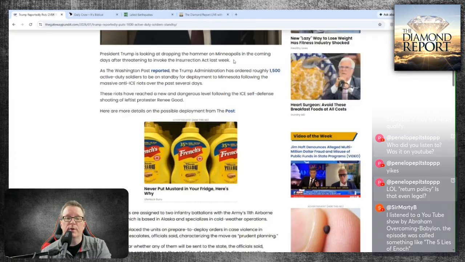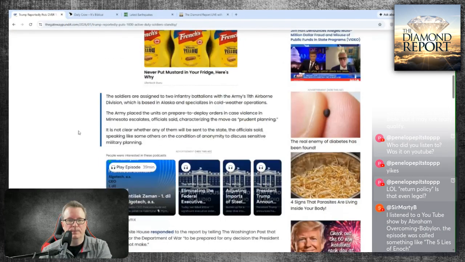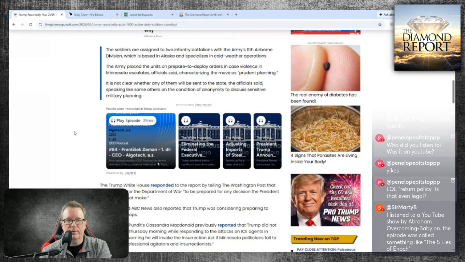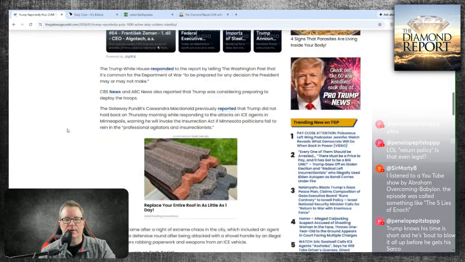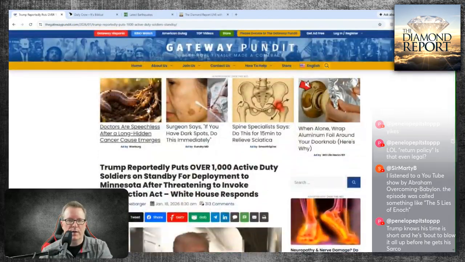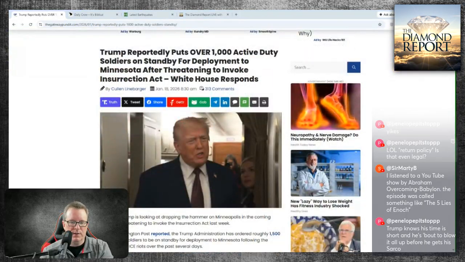As the Washington Post reported, Trump administration has ordered roughly 1,500 active duty soldiers to be on standby. So, let's see here. Army's 11th Airborne Division, based in Alaska, which we mentioned earlier. So, not really a whole lot of new news there, but that is a Gateway Pundit article, in case you guys want to look it up.